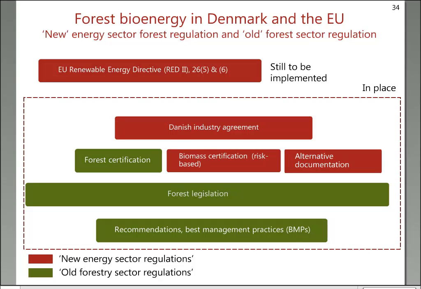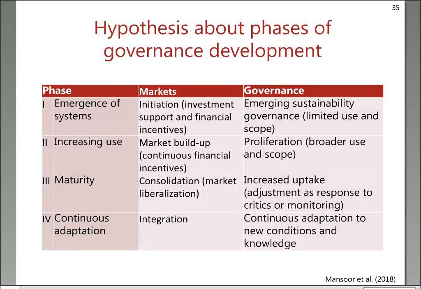Also, the UK has a system in place. It's already implemented for sustainable use of forest biomass for energy. And all this sits on top of the more traditional forest legislation and forest certification systems and best management practices for forestry. So a new development also for forest energy. So when we look at all these systems and how it changed over time, we tried to put together a hypothesis about phases of governance development.